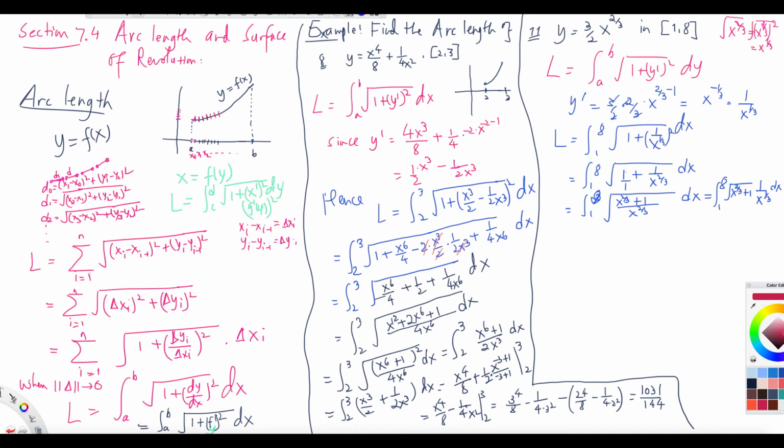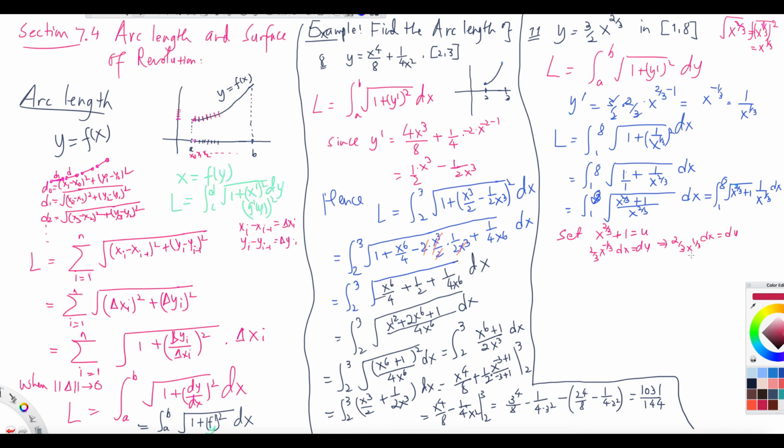Okay, to do this integral you need to do the u substitution. Let me use a different color. Set x to the 2/3 plus 1 equals u. Then what do you get? Find the derivative: 2/3 x to the negative 1/3, since 2/3 minus 1 is negative 1/3, dx equals du. Let me write the other side, okay? So this implies 2 over 3 x to the 1/3, dx is equal to du.